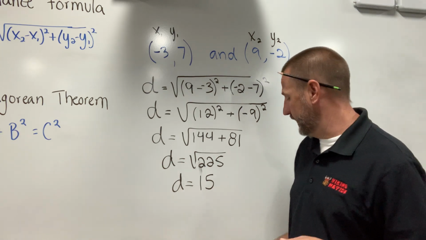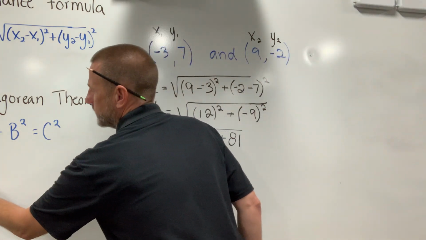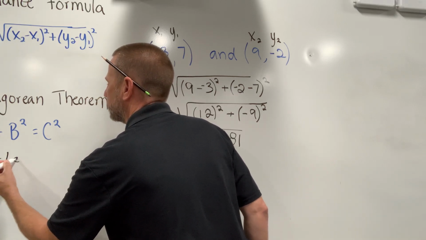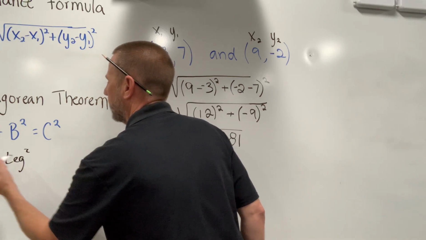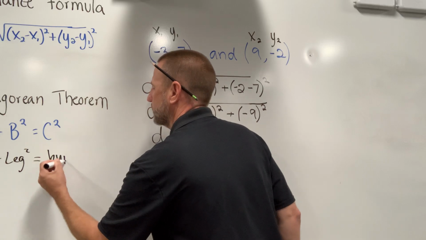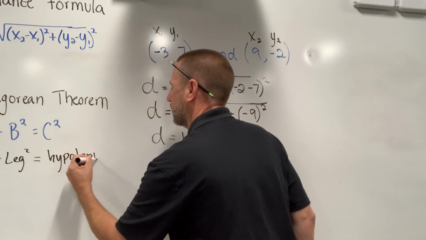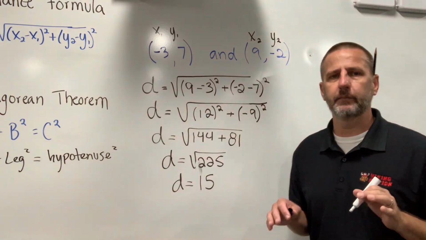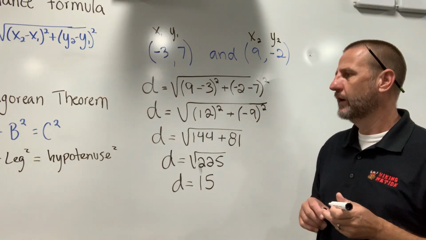All right, Pythagorean theorem, these two things are called the legs of the triangle. And C stands for the hypotenuse. And no, there's no spelling test on hypotenuse. We're just gonna do the best we can. But A squared and B squared are our legs.